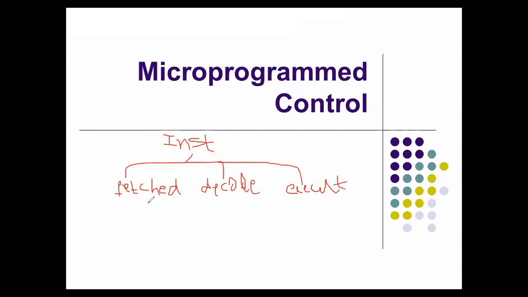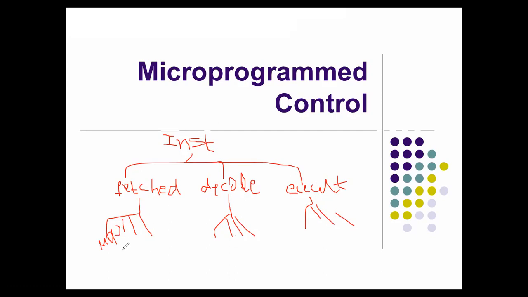In this fetching there are some parts, in decoding also some parts are there, and in execution also some parts are there. Each part is called a micro operation. So the micro operations are called micro instructions.